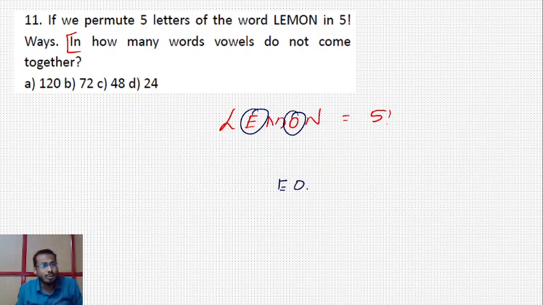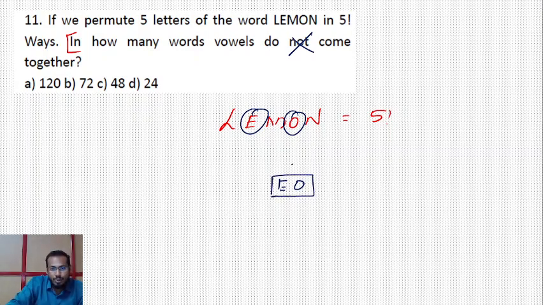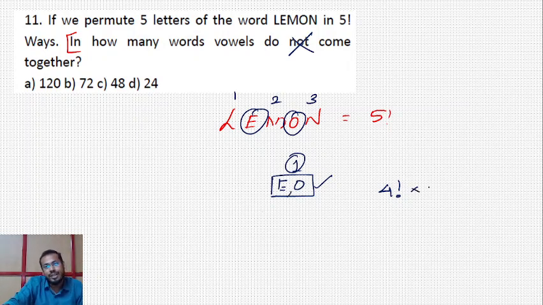So I don't know how to directly write that they should not come together. So better we can find the count if they come together. So leave this. If they come together, what is the answer? I make these two as one letter. Okay, so 1, 2, 3, and this one 4. 4 factorial. In that, the fourth letter has 2 letters, so into 2 factorial. This is the answer for vowels coming together.